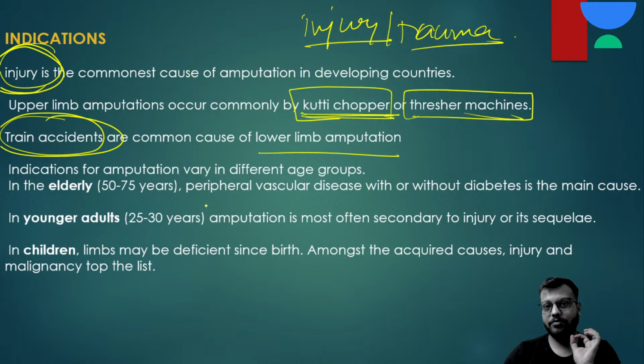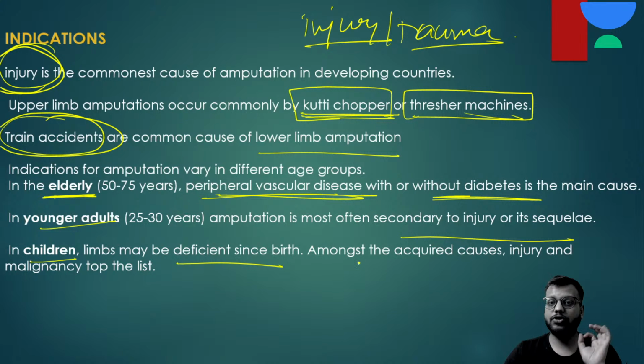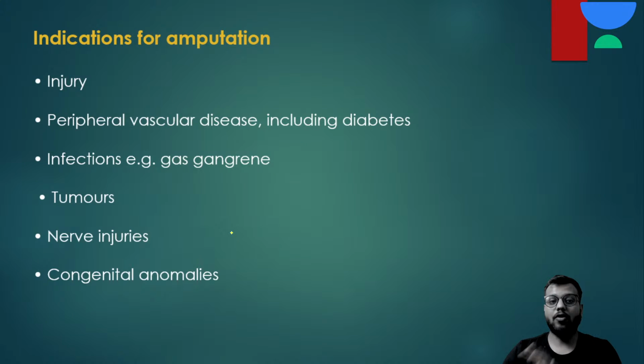Like in elderly, it is generally due to some associated systemic disease like diabetes with peripheral vascular diseases, etc. In younger adults, it is due to trauma or injury, and in children, it can be present since birth also. And in acquired cases, the most common cause of amputation in children is malignancy. So different age groups have different causes, but overall injury is the most common cause.